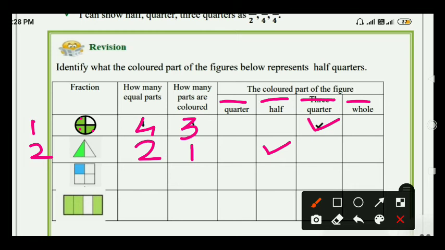Then go to the third figure. In this figure, how many equal parts? There are 4 equal parts. And how many parts are colored? 1 part is colored. Then which fraction did we get? We got quarter.